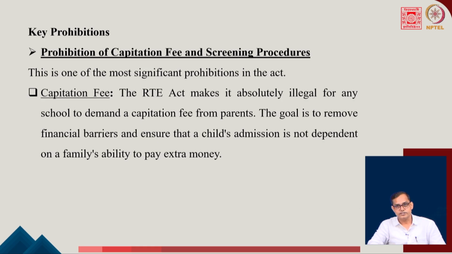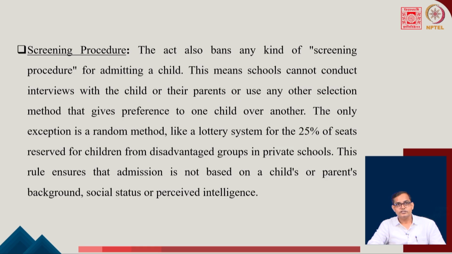to pay extra money. Screening procedure. The Act also bans any kind of screening procedure for admitting a child. This means a school cannot conduct an interview with the child or their parents or use any other selection method that gives preference to one child over another child. The only exception is a random method like a lottery system for 25% of seats reserved for children from disadvantaged groups in private schools. This rule ensures that admission is not based on the child's or parents' background, social status or perceived intelligence.